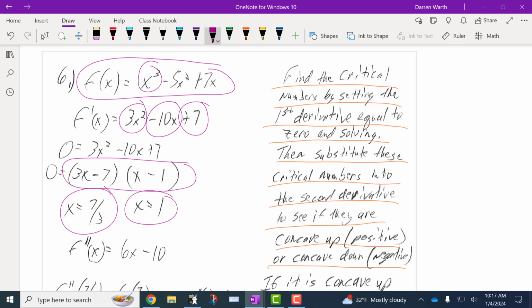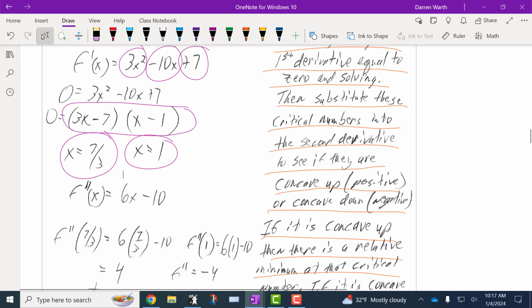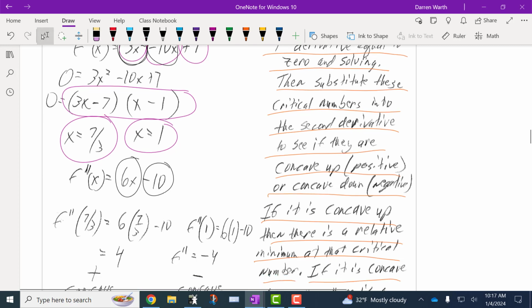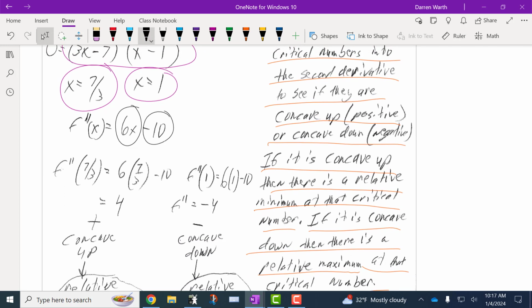So now that I have my two critical numbers, I'm going to go ahead and find my second derivative. Here's my first derivative. I'm going to take 3x squared, take its derivative. The derivative of 3x squared is going to be 6x. And the derivative of negative 10x is going to be negative 10. So now I'm going to substitute in my two critical numbers in the second derivative and see whether it's positive or negative.